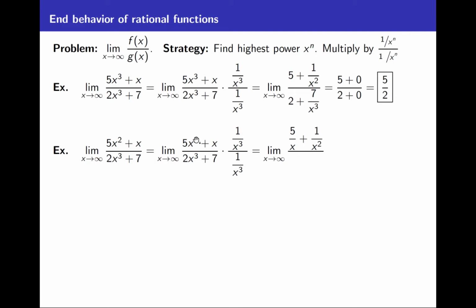And then you distribute. The 1 over x cubed times the 5x squared is a 5 over x. And then times the x is a 1 over x squared. Whereas on the bottom, we're going to get the same thing that we got in the previous line. We get 2 plus 7 over x cubed. And now as x goes to infinity, the 5 over x and the 1 over x squared and the 7 over x cubed shrink to 0. Those reciprocals disappear. They turn into 0. And we get 0 plus 0 divided by 2 plus 0. And that's just 0.